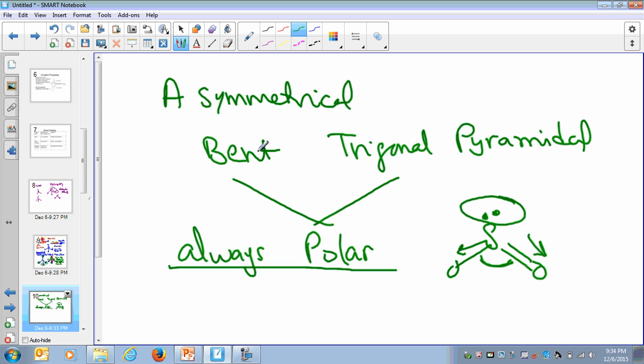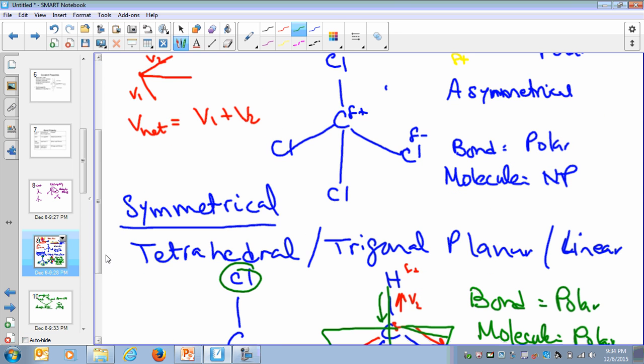So asymmetrical shapes, which are bent and trigonal pyramidal, are always polar, and symmetrical shapes, which are tetrahedral, trigonal planar, and linear, are always non-polar. So this is the molecular polarity.